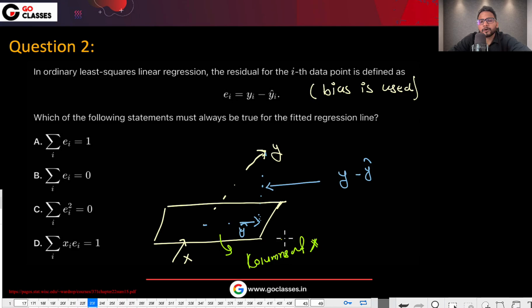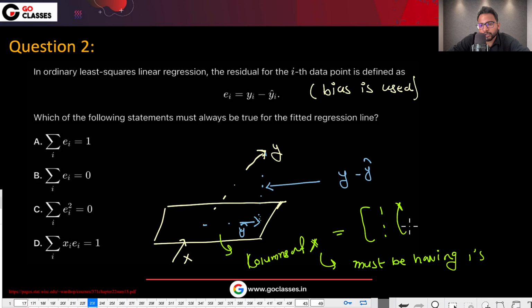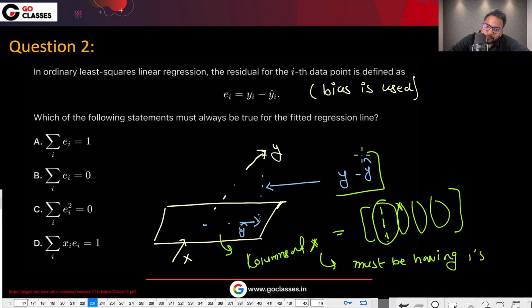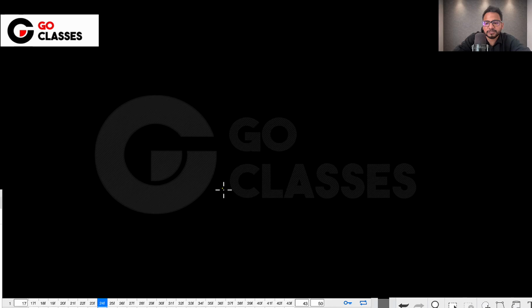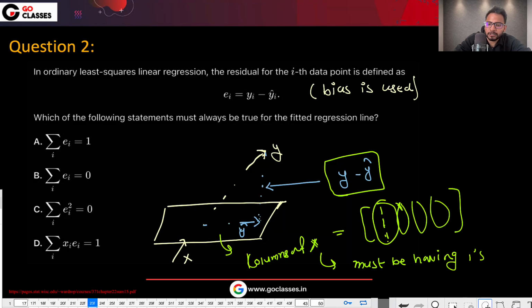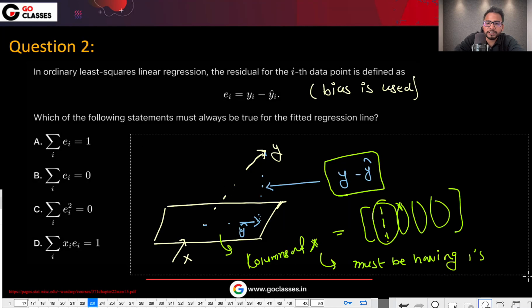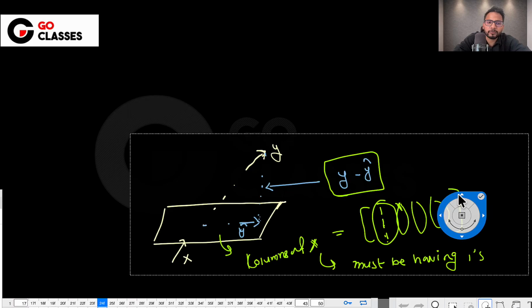Now if you are using a bias, then the columns of x must have ones, which means the columns of x generally are written like this: 1 1 1, then the first column, then the second column, then the third column, to cater for the bias. So y minus y cap is perpendicular to the columns of x. That's what I know, right? Let me make this diagram again, and I will prove this in two ways. This is a very interesting proof.